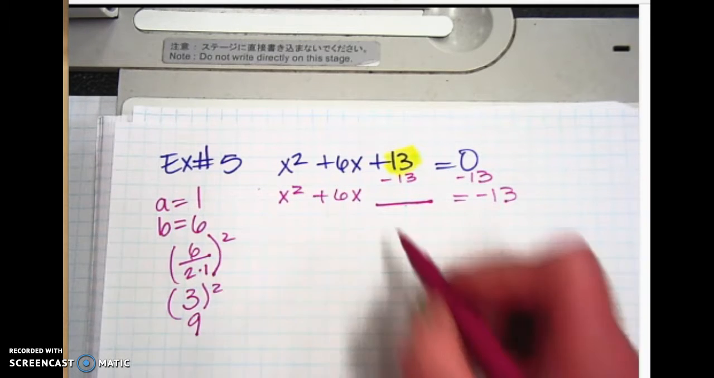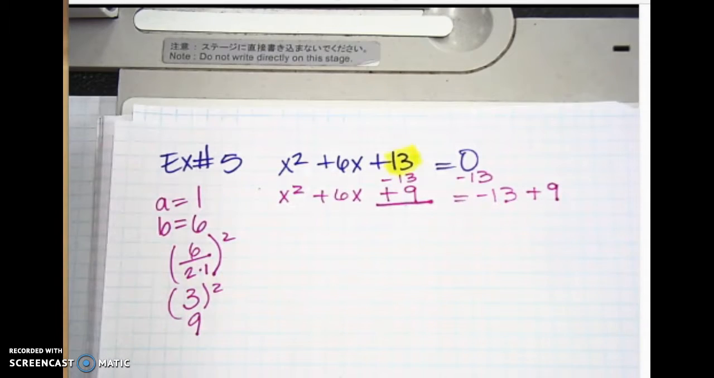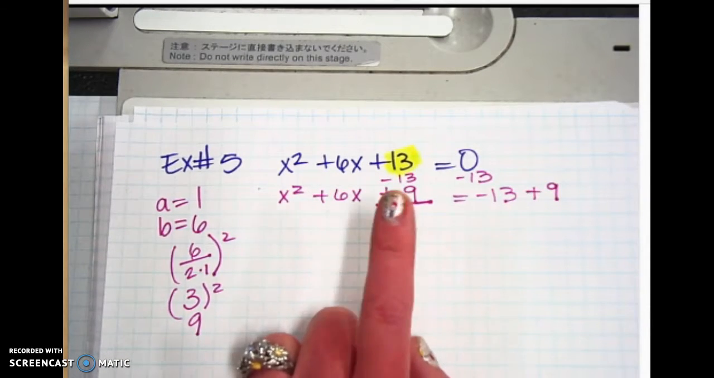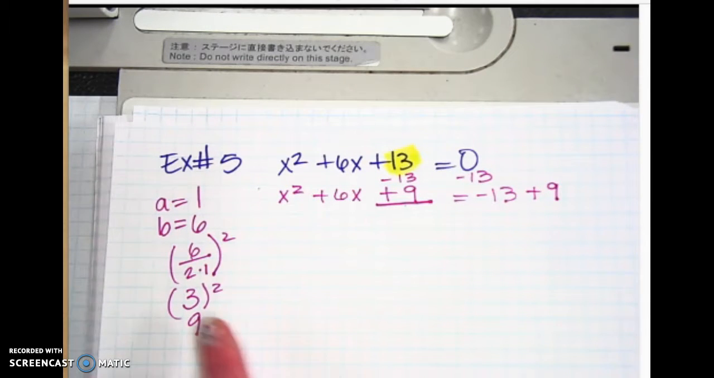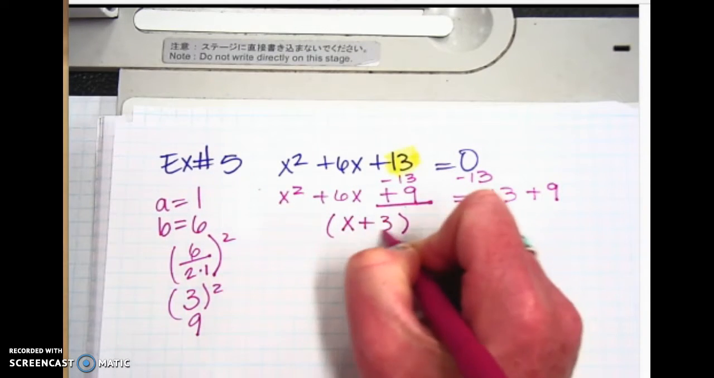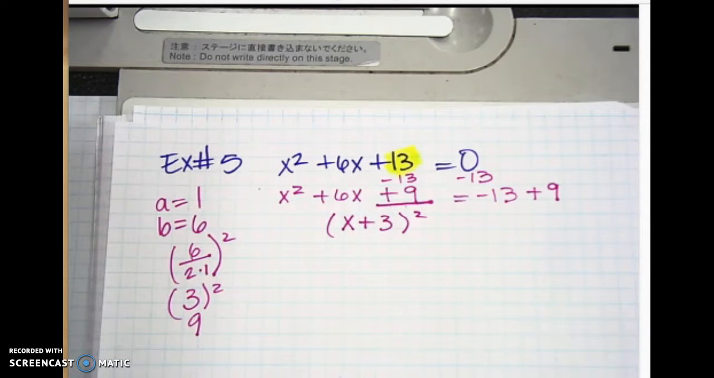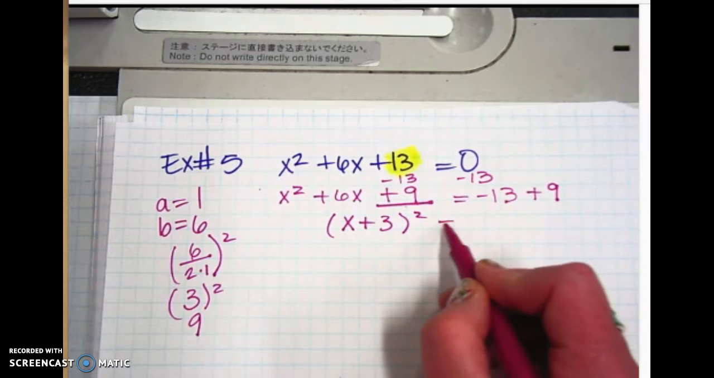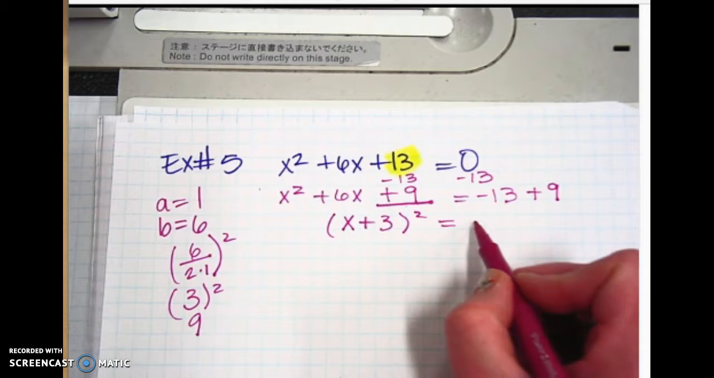Okay, so the magic number that gets added here is 9, and 9 over here as well, which it was in example 4 as well, but this was negative 3, right? So when we go to factor this, this is actually x plus 3 quantity squared. So just make sure you watch that sign, okay? And then on the right side of the equal sign, we have negative 13 plus 9, which is negative 4.